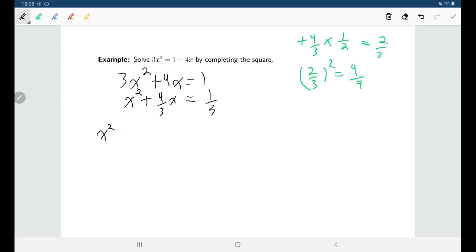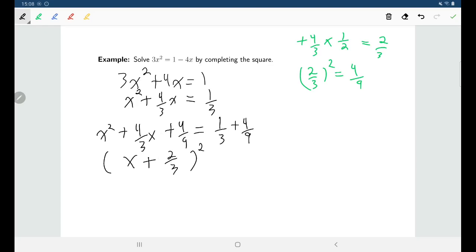So that's the amount that I'll need to add in to complete my square. And so when I take my x squared plus 4/3 x, I'll add in 4/9. And of course, if I'm adding 4/9 to one side of the equation, I really need to add 4/9 to the other side of the equation to balance things out. And that means that what I've got there on the left side is now a perfect square. It is x with half of 4/3, that's 2/3, whole thing squared.